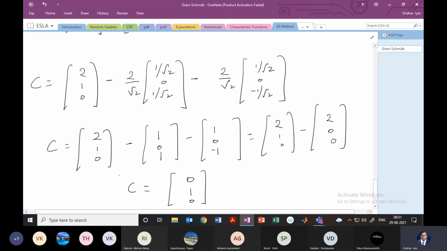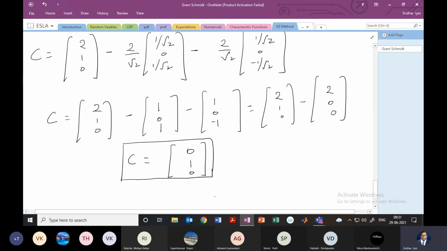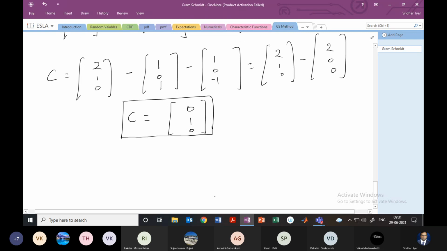0 1 0. Anyone gets that? Yes, sir. Yes, sir. Okay, great. So now we have C. So here all we have to do is just do the matrices properly. Anyone else with that answer for C? So 0, 1, 2. Yes.